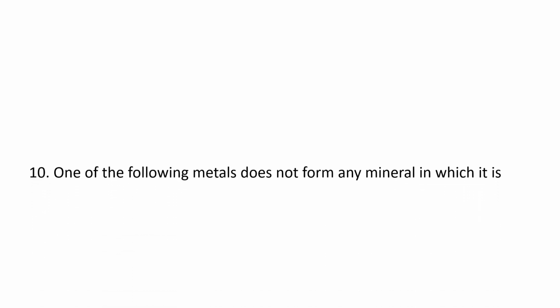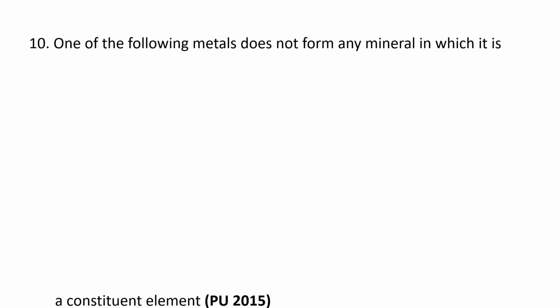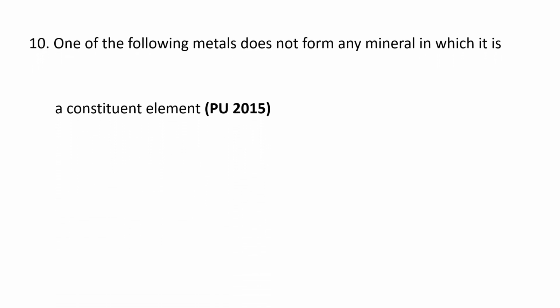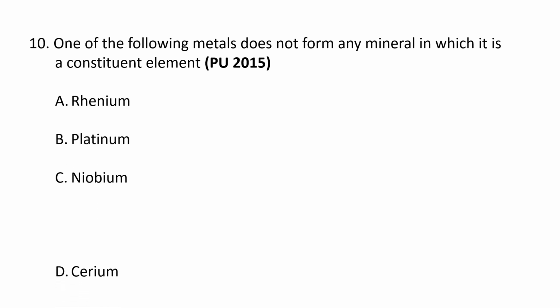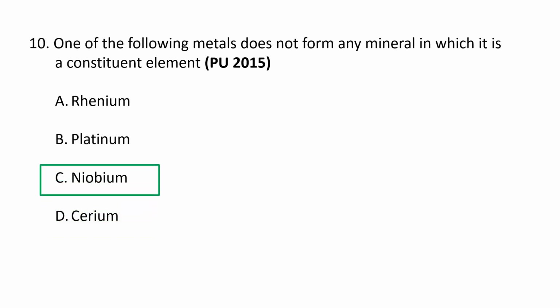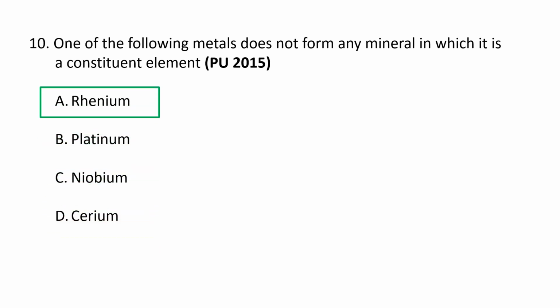Next question. One of the following metals does not form any mineral in which it is a constituent element. So the options are A, rhenium; B, platinum; C, niobium; and D, cerium. So the correct option is A, rhenium.